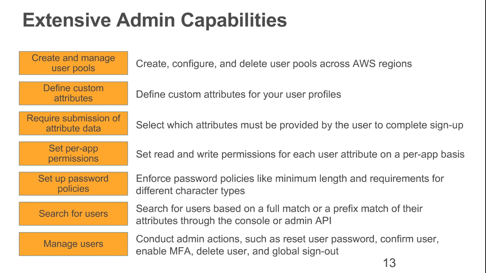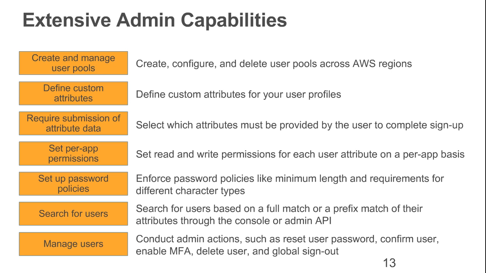You can set app permissions on what attributes can be read or written to from an app. We talked about these profile attributes, and I'll show you again in a little bit an example of how you can decide which of those attributes each app can read and which they can write. You can also set up policies for your password and how strong you want that to be.